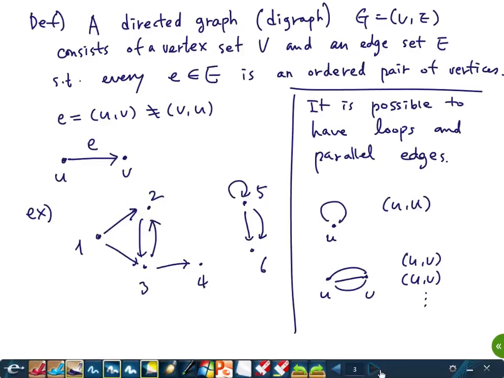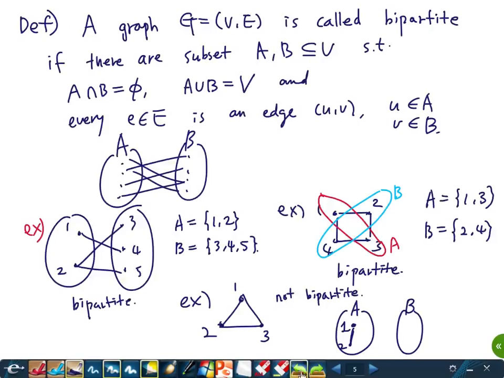So 2 must be in the other set. Same for 3, because 2 is connected to 1. We cannot have 3 there, like this. But then you see 2 and 3, there is an edge between them, so it violates the condition. So you can never find such sets A and B. So it's not bipartite. Okay?